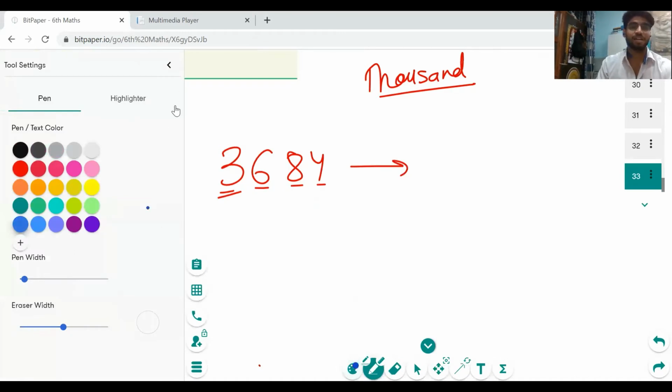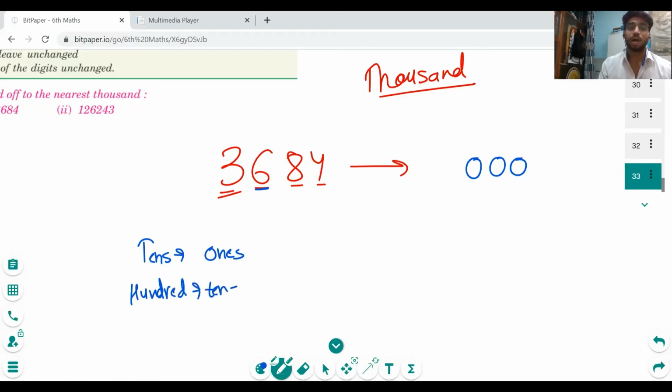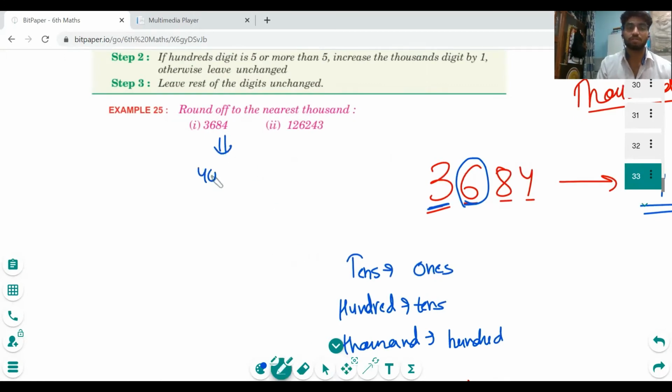Exactly. Glad you are able to answer now. So 0, 0, and 0. Everything before 1,000 will be 0. Now what will I look at? I will look at the hundreds place. When I was rounding off to tens, I was observing the ones place. When I was rounding off to the 100, I was observing the tens place. Now I'm rounding off to the 1,000, so I will observe the 100 place. You can see this is greater than 5. And whenever it is greater than or equal to 5, we increase the next digit by 1. So 3 will be increased by 1 and it becomes 4,000. So this number rounded off to the nearest 1,000 is 4,000, and we are done.